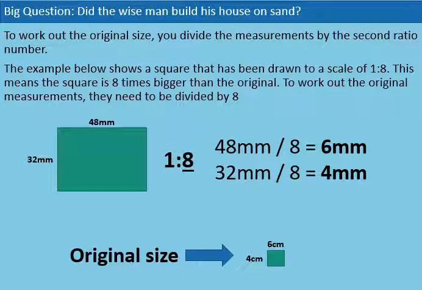So if we take 48 millimetres and we divide it by 8, that gives us 6 millimetres. If we take 32 millimetres and we divide it by 8, that gives us 4 millimetres. And then below that, you can see the original size of the original drawing. And I tried to get this one a little bit more accurate for you, so you can see that it is 8 times smaller.